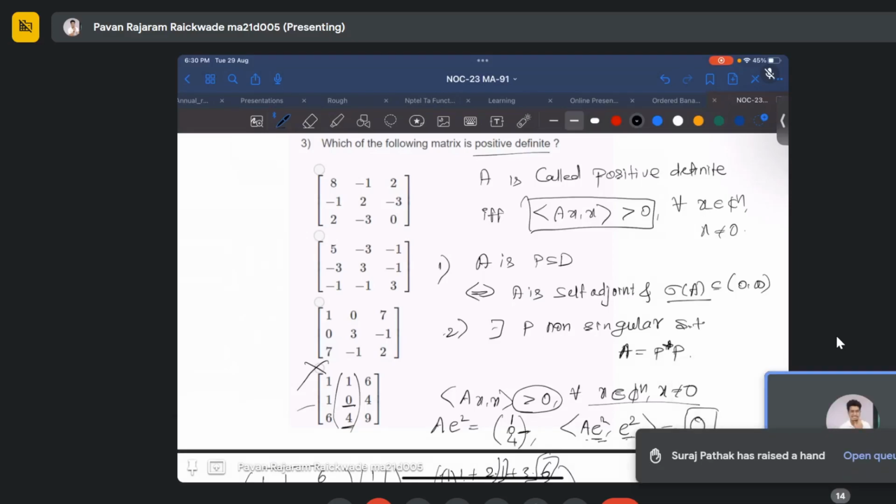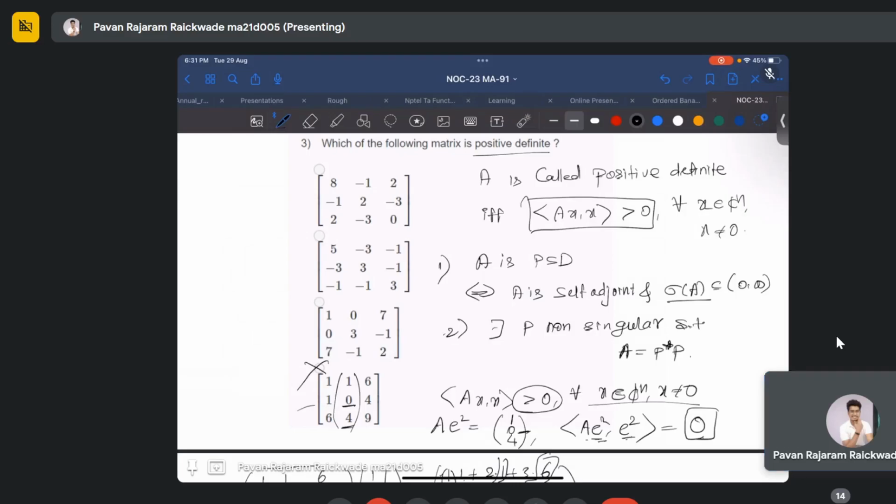Yes, Suraj Pathak, do you have a question? So in the first option, 2 minus 3 0 multiplying by 1 0 0 1. Sir, the second option is correct. Yes, the second option is the correct option.